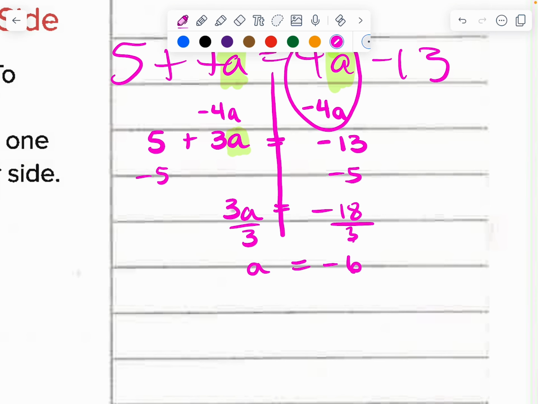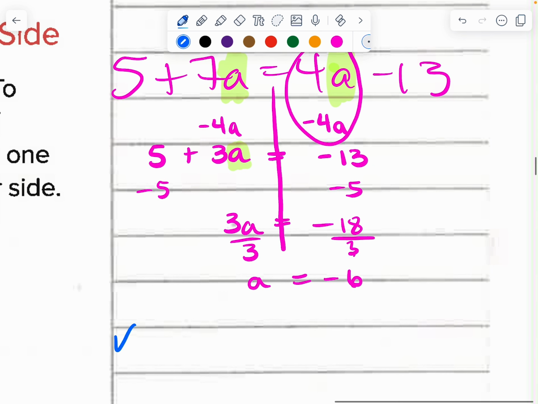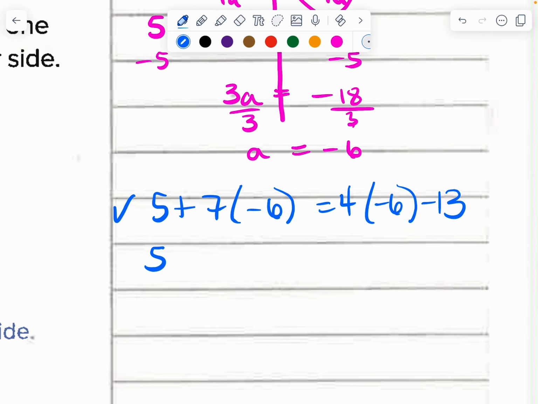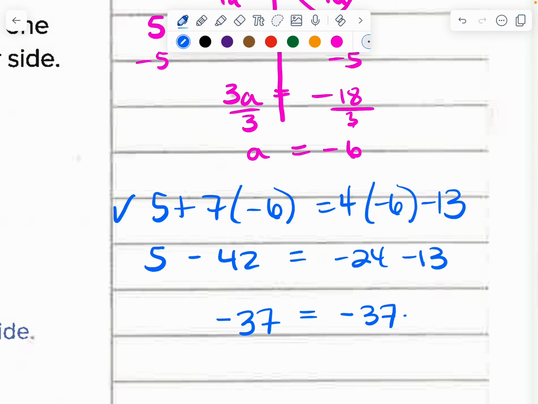Now, I personally would make sure that I did it correctly, so I would plug it back in. So we're replacing all of the A's with negative 6. So 5 plus 7 times negative 6 equals 4 times negative 6 minus 13. 5 minus 42 equals negative 24 minus 13. Negative 37 equals negative 37. That worked out, so this is our answer. Okay.